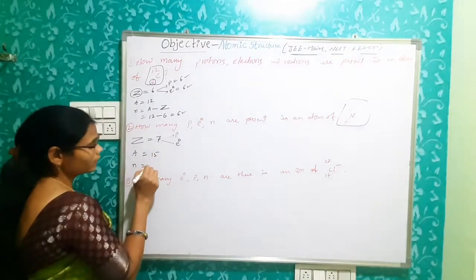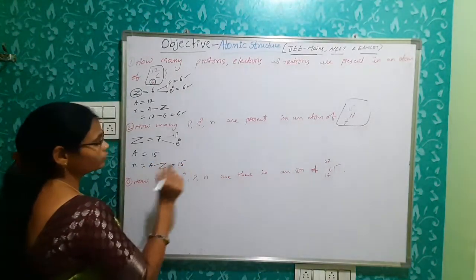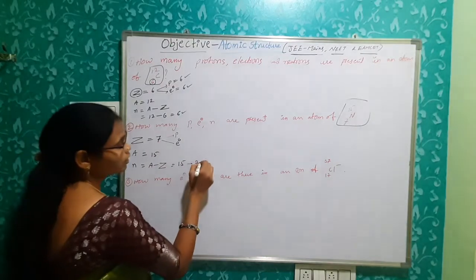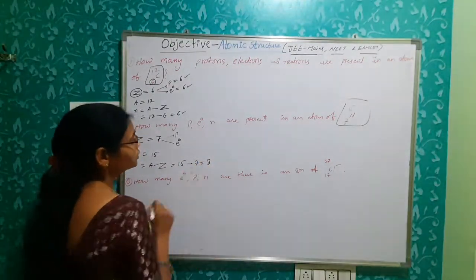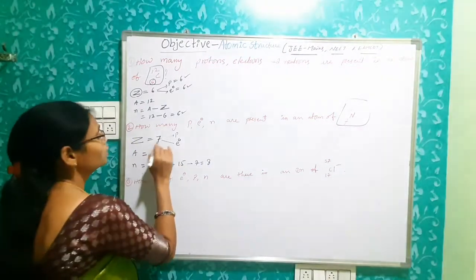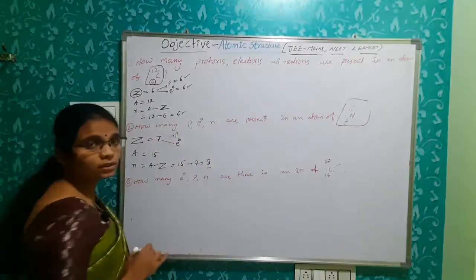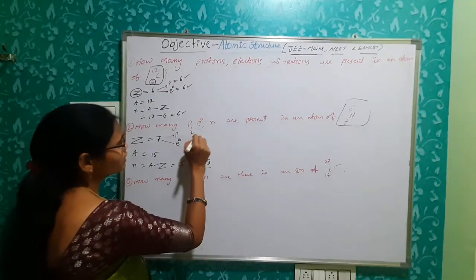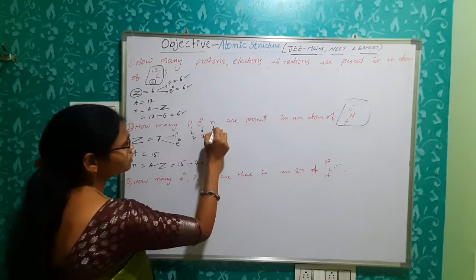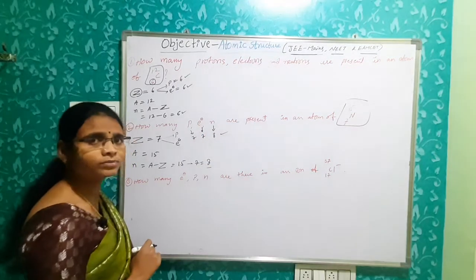So neutron number, A minus Z, is 15 minus 7. A means 15, Z means 7. How much? 8. So neutron number is 8. Simply, proton 7, electron 7, neutrons are 8. Okay, so you have to select proton 7, electron 7, neutrons 8. So the 7, 7, 8 option is correct.